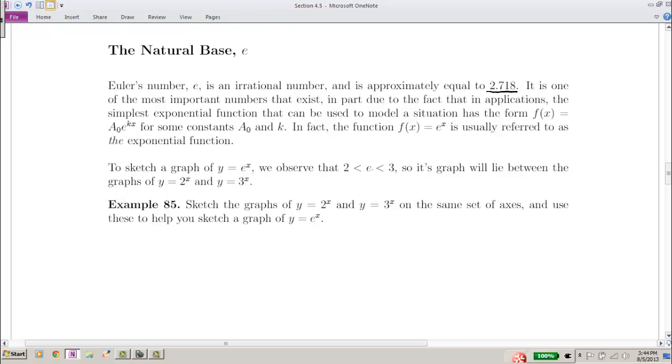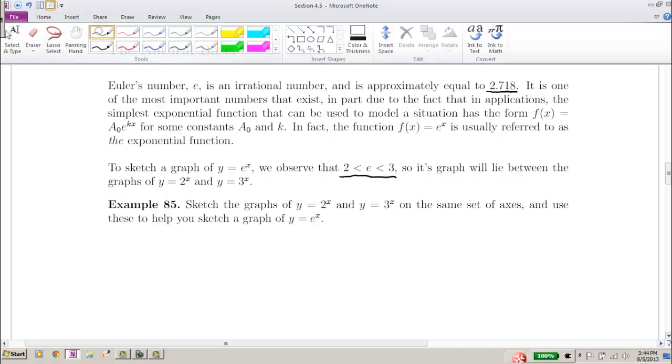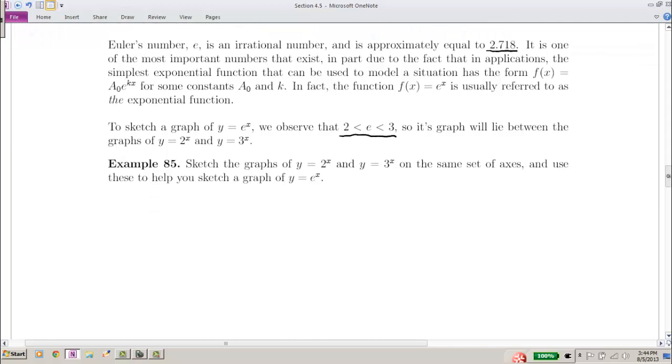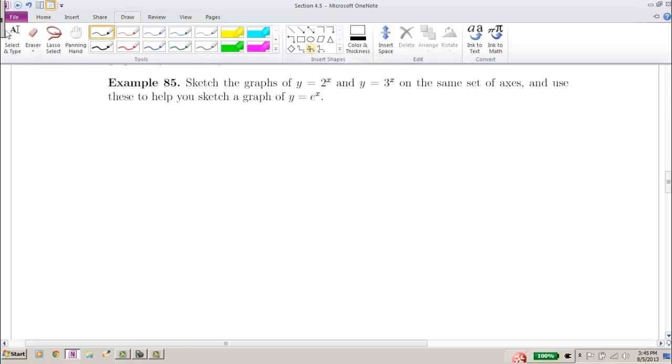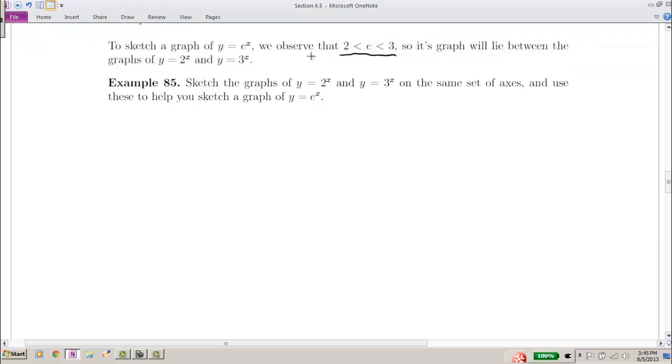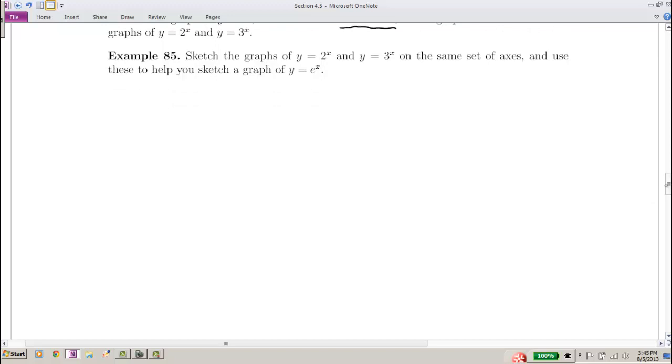It's an irrational number, kind of like pi. Now we're going to use the fact that e lies between the values of 2 and 3 to sketch out a graph of e to the x. So we know what the graphs of 2 to the x and 3 to the x look like, and we're just going to plot each of those somewhat roughly, and then use those graphs to guide our graph of e to the x.